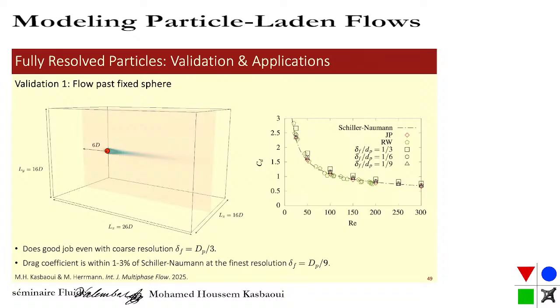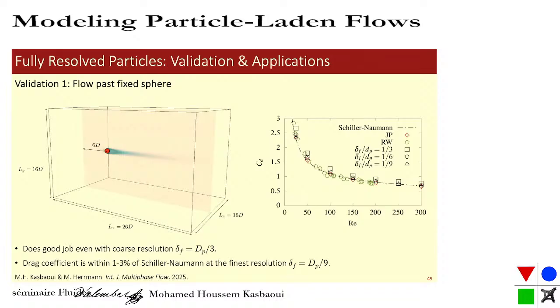So in your big case, what would typically be the resolution? Anywhere between 12 grid points to 24 grid points, depending on how accurate you want to be.